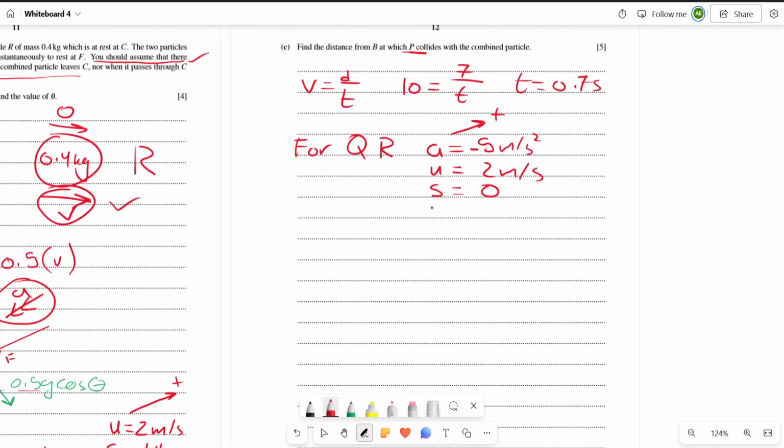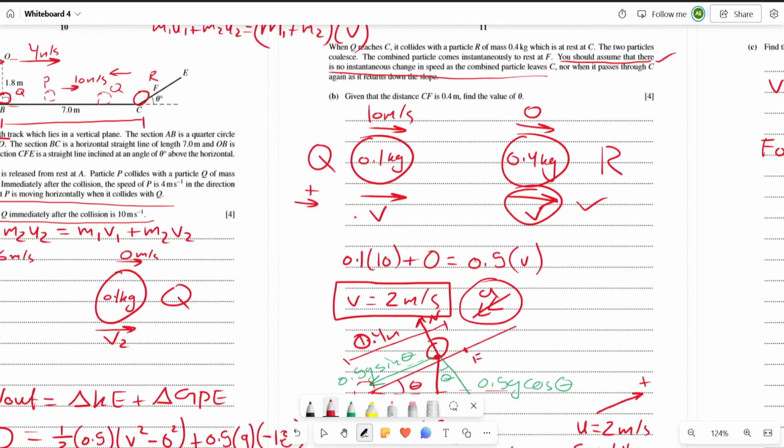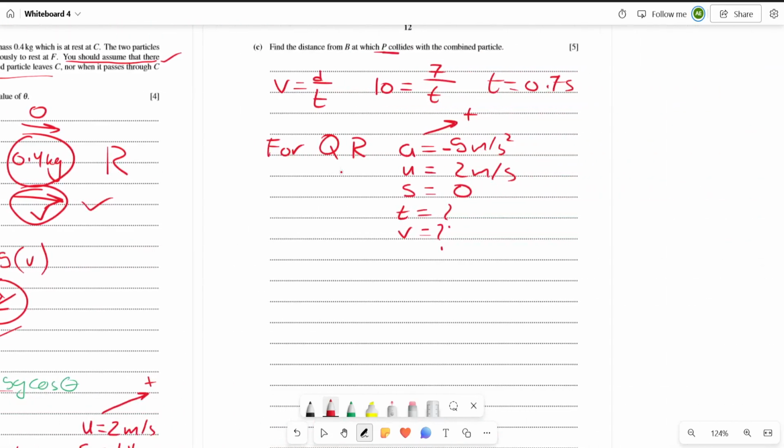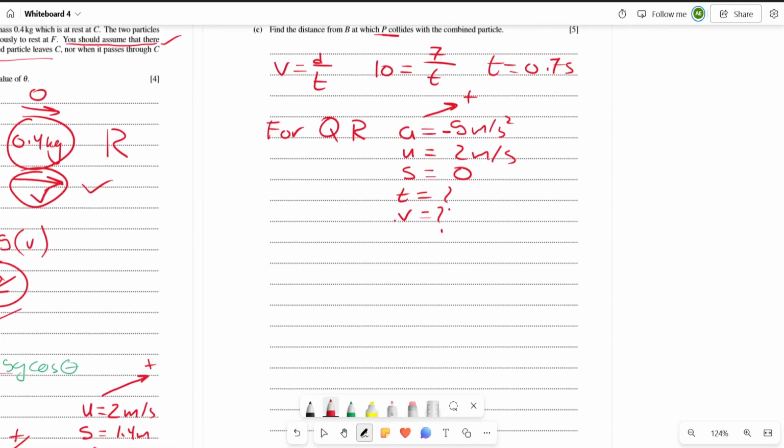So I want to know how long it took for this to happen, and I also want to know what's the final velocity when QR is moving down. Okay, so let's use kinematics. First, let's find the time. To find time, it's obvious that I need to choose the equation that doesn't have a v, because I don't have v. So the equation that doesn't have a v is s equals ut plus half at squared.